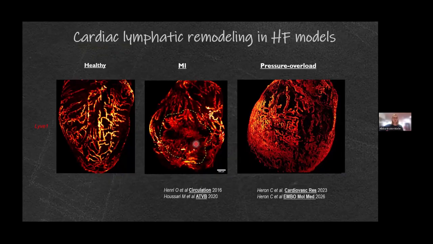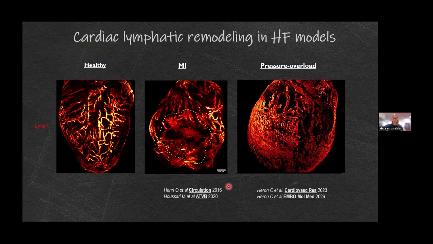This can be seen in experimental models in mice. You can see in the infarct scar after myocardial infarction, there's a destruction and then a regrowth of vessels that look rather aberrant, and also some lymphangiogenesis in non-infarcted areas of the heart. We recently showed in the pressure overload model that there was instead a massive expansion of lymphatics. So this just illustrates the fact that depending on the context, you will have different lymphangiogenic responses.